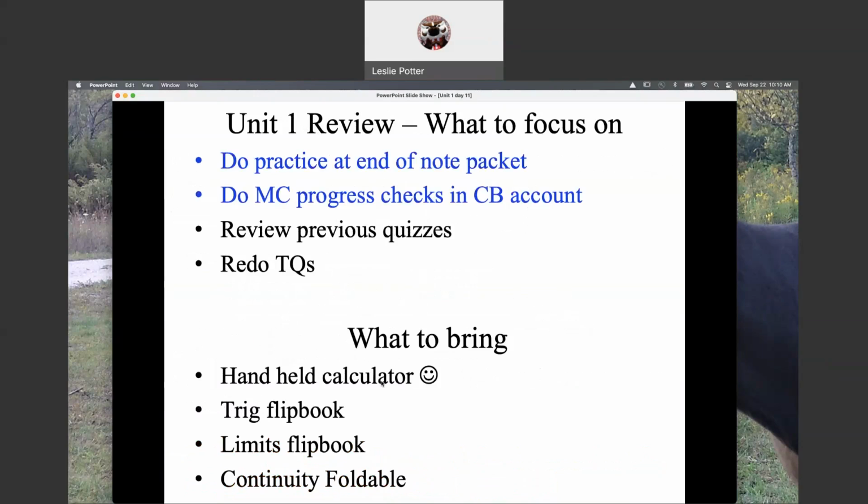So, what to focus on? So we've kind of gone through the overview. Now let's kind of narrow our focus, as far as what we're going to do with the rest of the class here and tonight. So do the practice at the end of the note packet, as we discussed just a few minutes ago. Do the multiple choice progress checks in College Board. So I've scheduled, they're called progress checks. There's either 2 or 3 of them, I'm not sure how many, but they're feeding you more multiple choice questions.